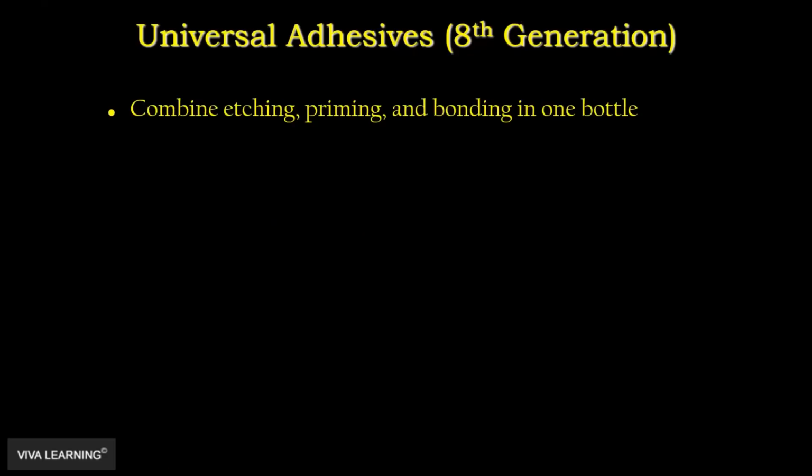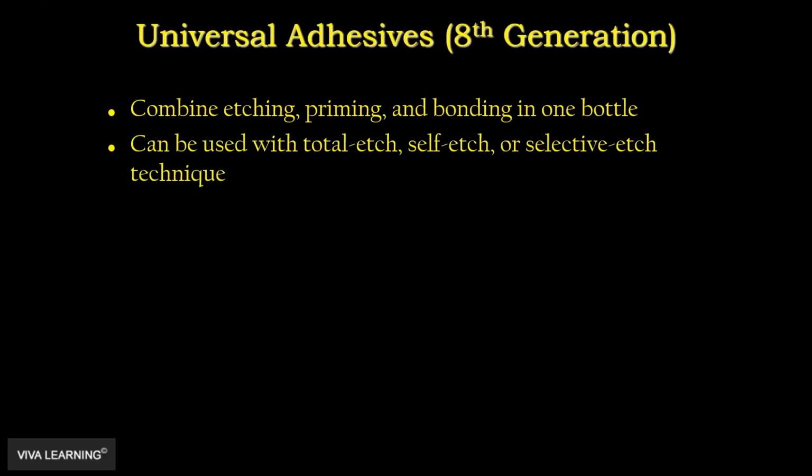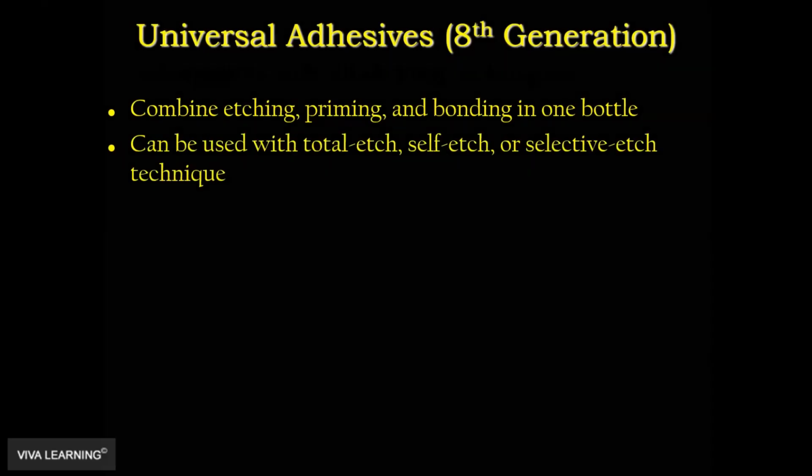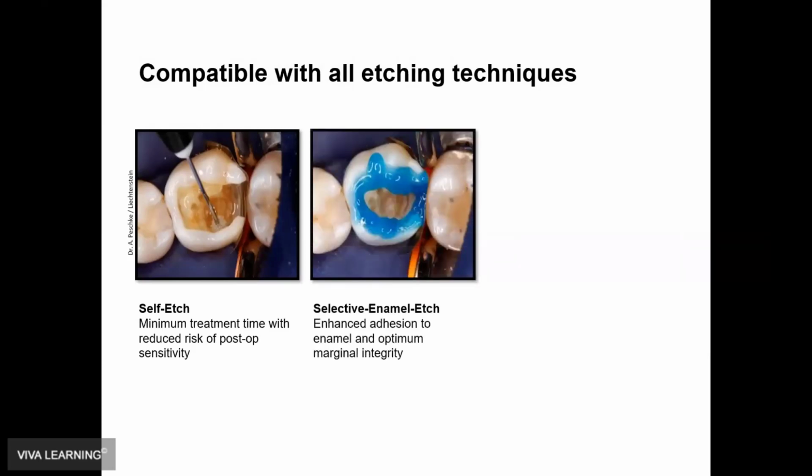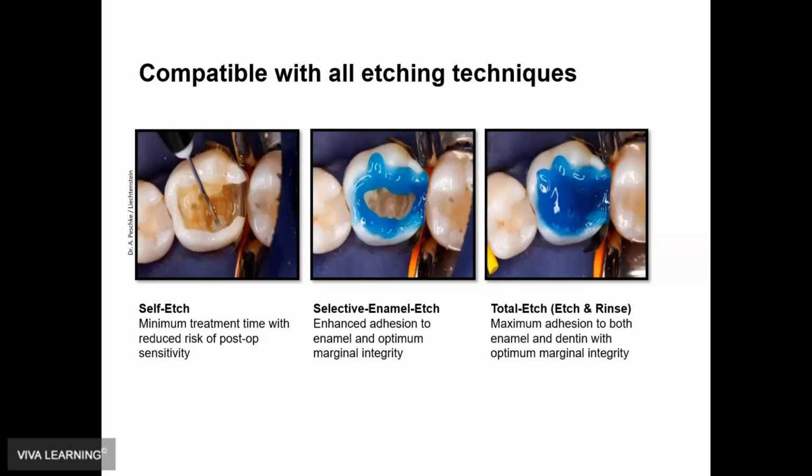So that brings us to universal adhesives. It combines etching, priming, and bonding in one bottle. It's a single bottle. It can be used with total etch, self-etch, and selective etch techniques, which makes it good. So here we have a self-etch technique, here we have a selective etch technique, and here we have a total etch technique. This is what I'm talking about, an example of a class 2 restoration with a cavosurface margin.